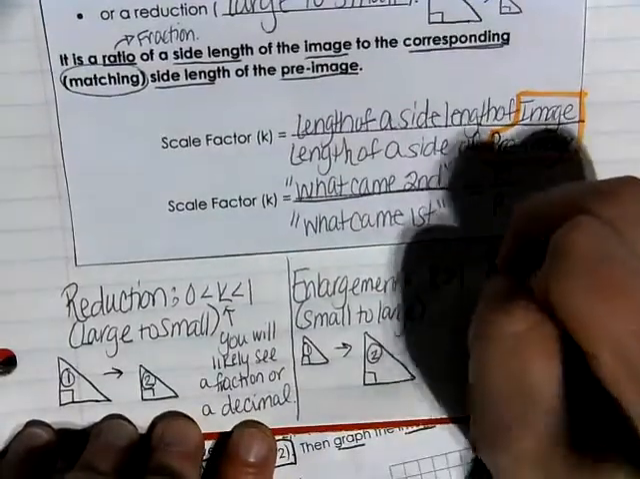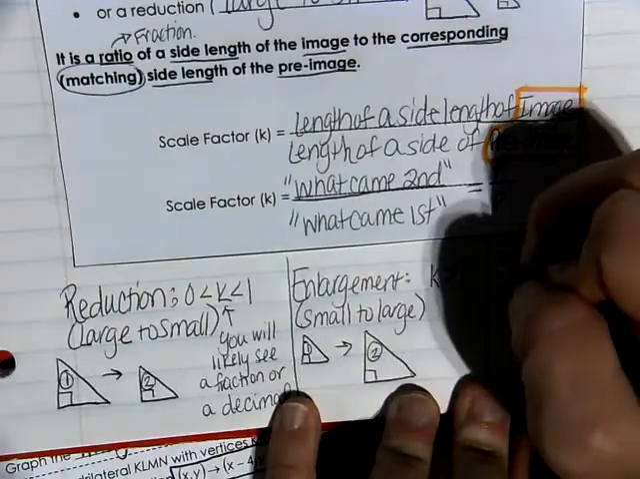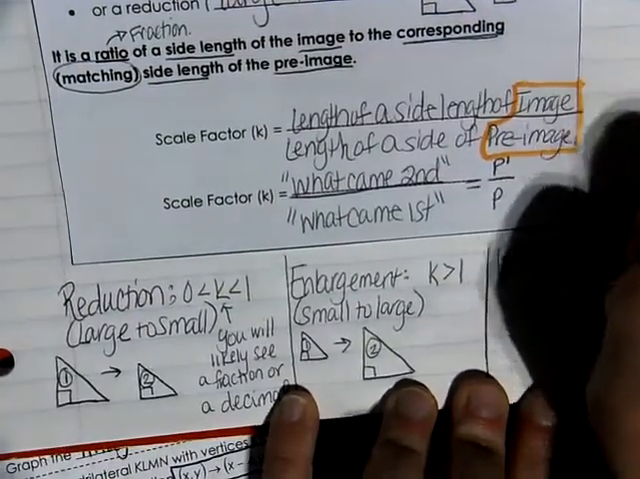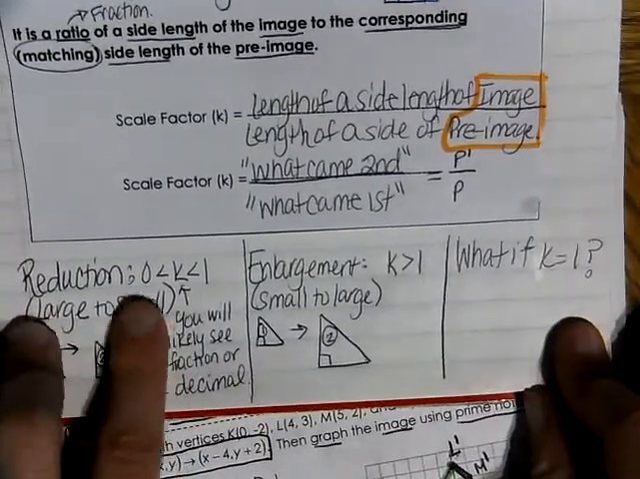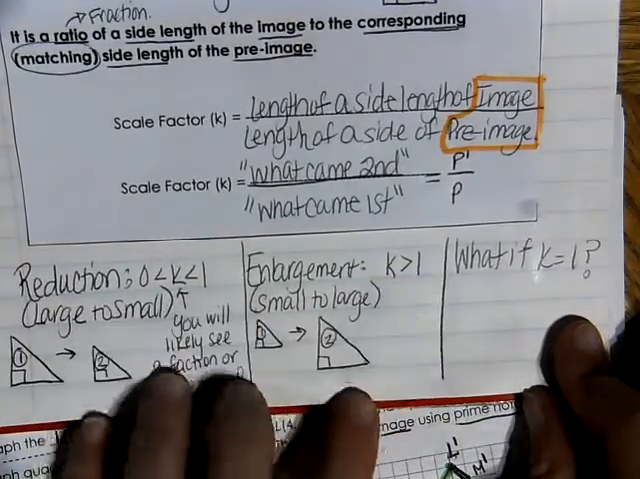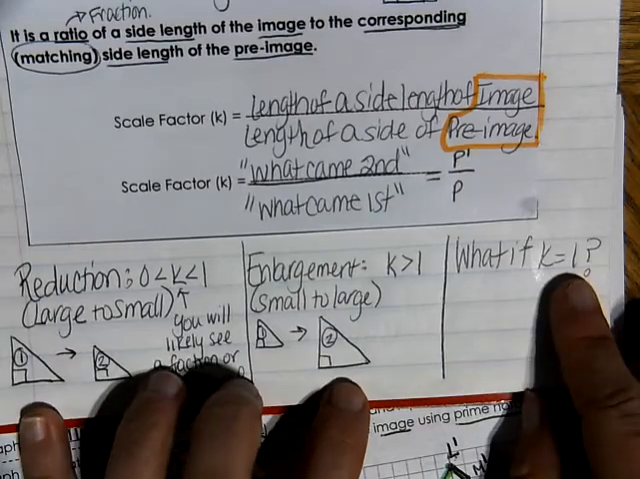Now what happens if k equals 1? What does that mean? So far I had in between 0 and 1 for a reduction, and k being larger than 1 for an enlargement. But what about k equals 1?